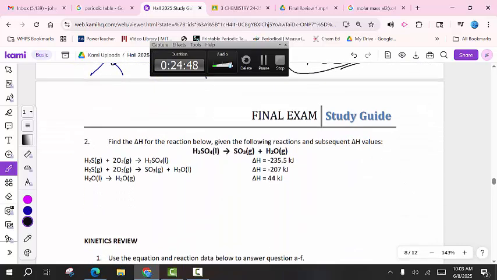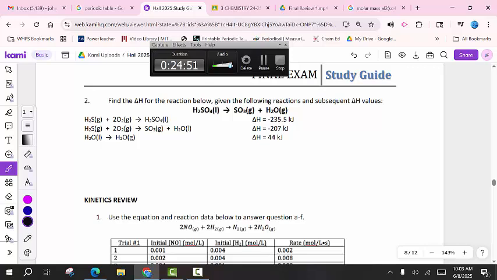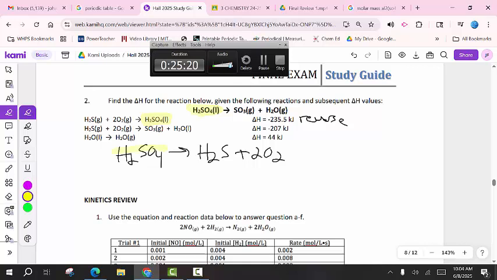Okay, we have another example here for Hess's law. So I'm going to go ahead and look for the H2SO4 somewhere in the reaction. I need it on the left side. So I see it in the first reaction, but it's on the wrong side. So I'm going to take that first reaction and I'm going to rewrite it so that the products are on the left side and the reactants are on the right side. Okay, so I reverse this reaction here. And so now I have the H2SO4 that I'm looking for on the left side.